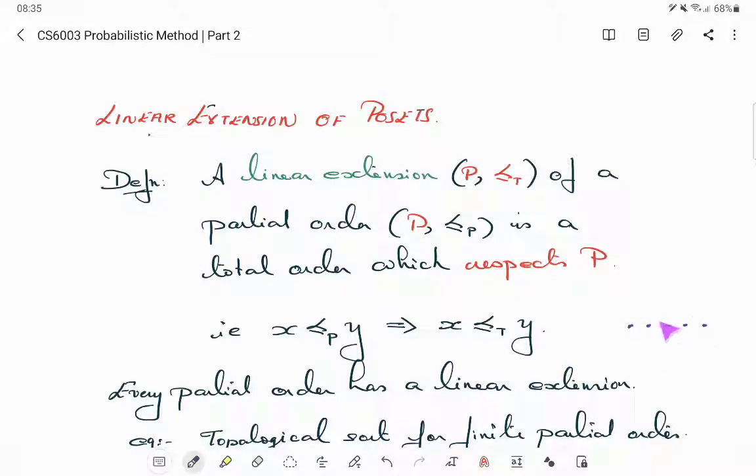In this case, any permutation of the domain qualifies to be a linear extension. So there we know the number of linear extensions for this poset would be n factorial. But once you have certain partial relations, the number of linear extensions is a very difficult quantity to estimate.